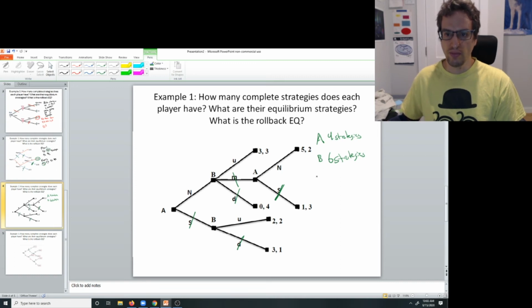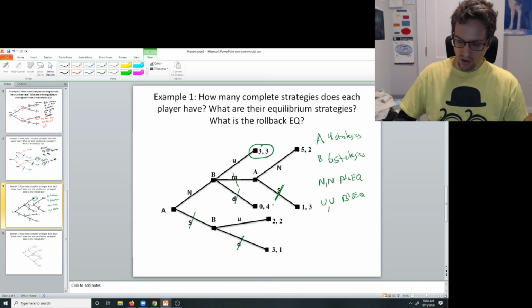So A's equilibrium strategy is going to be N at this node. And if it somehow got here, they would pick N, north, again there. So NN is A's equilibrium strategy. And for B, it's up, up. And the equilibrium outcome is this 3, 3.